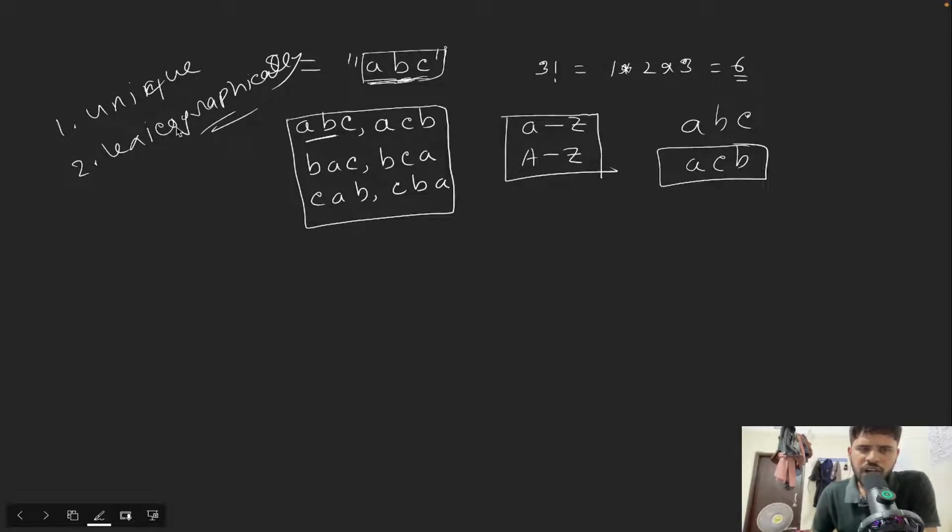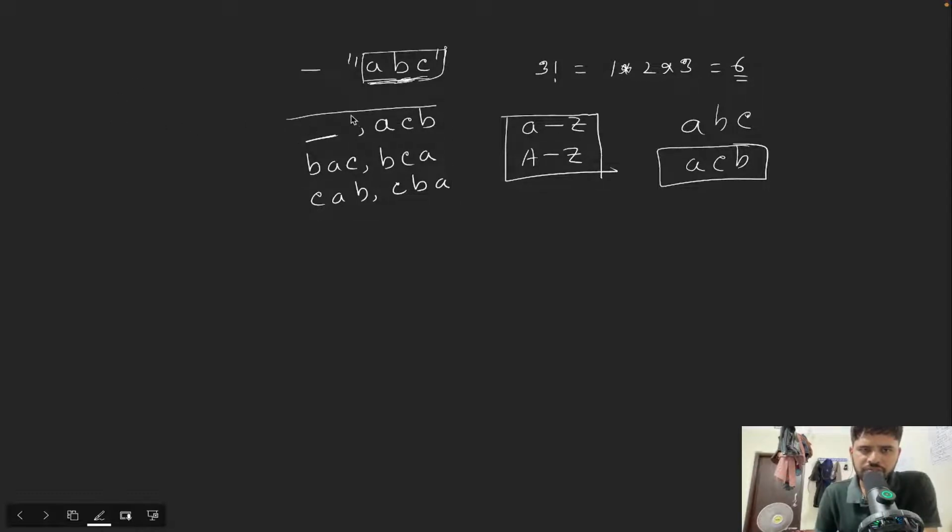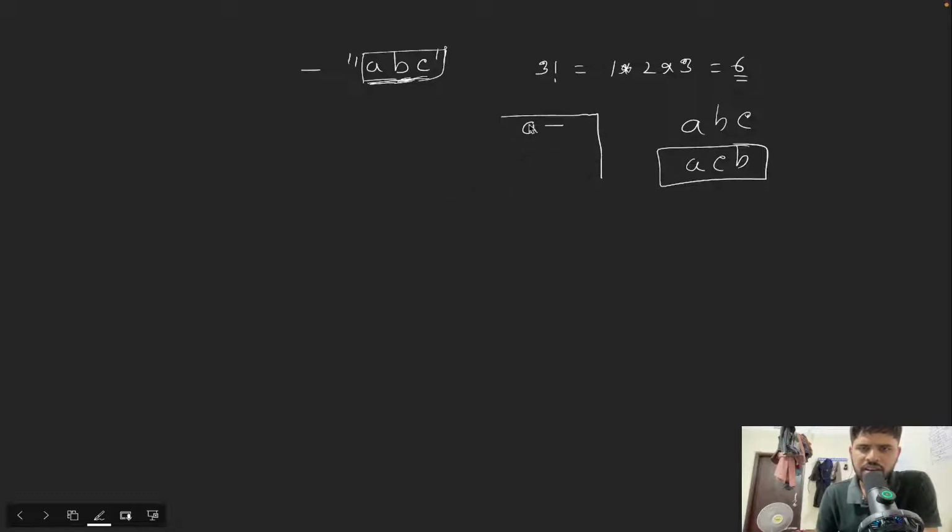Let me show you how to solve this problem. Then we will see what to do if we have duplicate characters in the string. First, let me solve this problem for non-duplicates. We have no duplicates in the given string. Let me show you how to solve this problem using the backtracking algorithm.